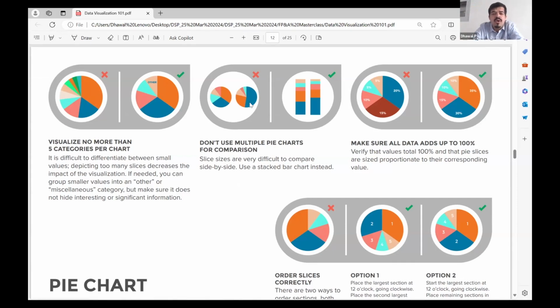Then again, if you want to compare part to whole, then maybe your stacked bar chart is a much better comparison. If you want to just compare, like I'm comparing the blue with blue here, orange with orange, right? If you want to do these kind of comparisons, then if you put 2 pie charts together, you won't be able to understand anything. But if you put 2 stacked bar charts together, then it's a better way to compare. And there are some more tips, do's and don'ts as to what to use, when to use. You can go through them.